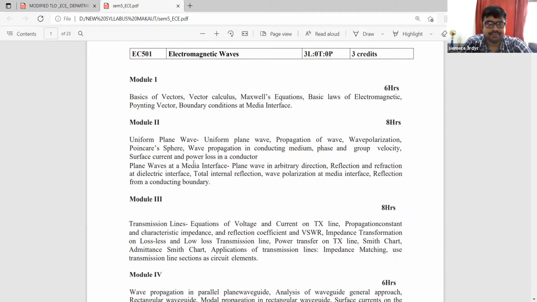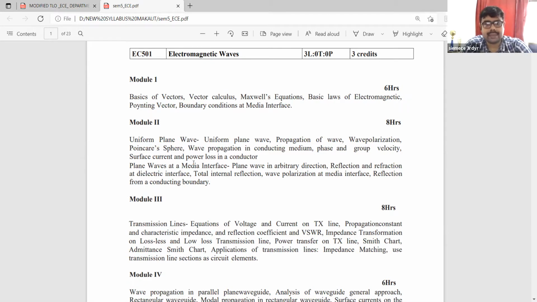So module 1 is basically basics of vectors, vector calculus, Maxwell's equations, basic laws of electromagnetics, Poynting vector, boundary conditions, and media interface. So many topics are there. For module 2, we will find uniform plane wave propagation, wave polarization, Poincare sphere, surface current and power loss in a conductor. So many different topics we are finding out.